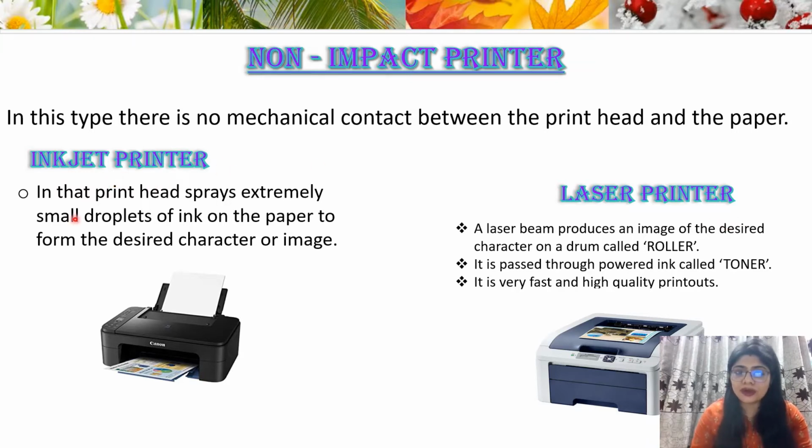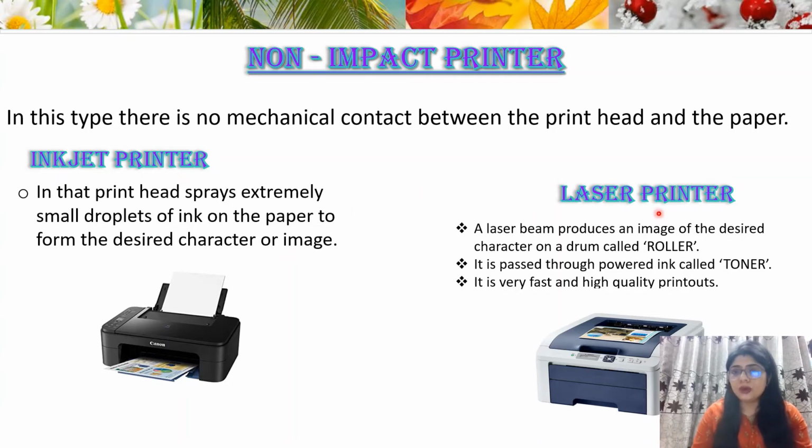What is inkjet printer? In that, the printer head sprays extremely small droplets of ink on the paper to form the desired character. What is happening? Droplets of ink are sprayed on the paper through the print head, and those droplets create the image or the character which we want to print. Okay, whatever character or image we want to print, the droplets will create that shape of that particular image or alphabet.